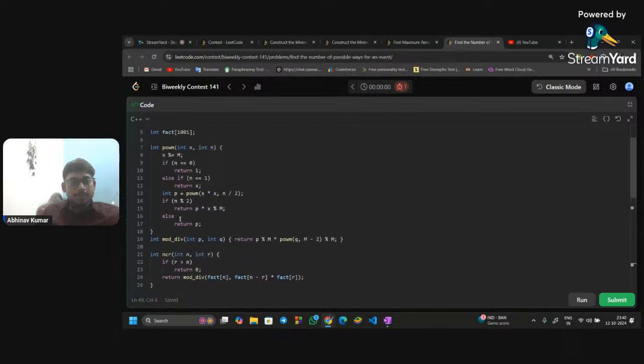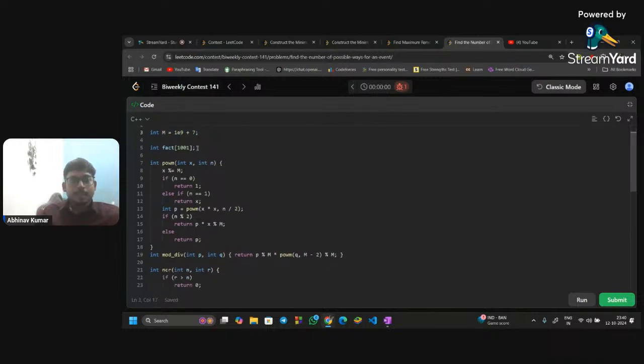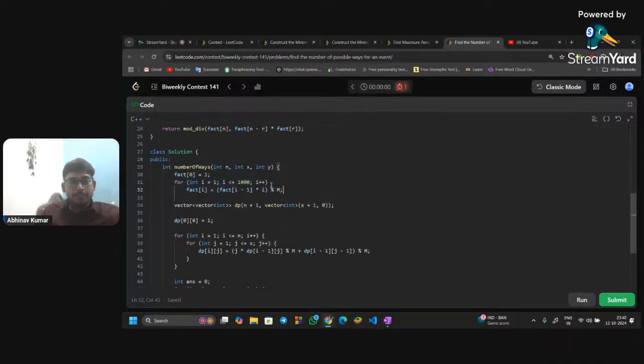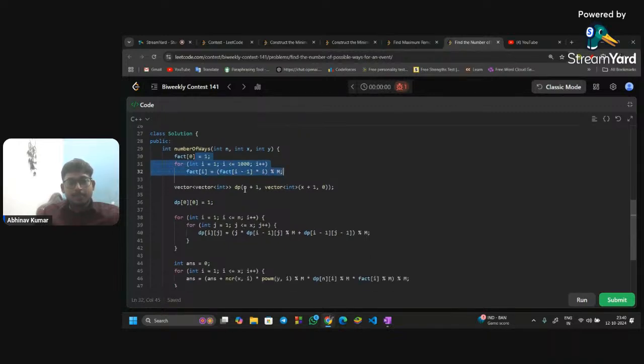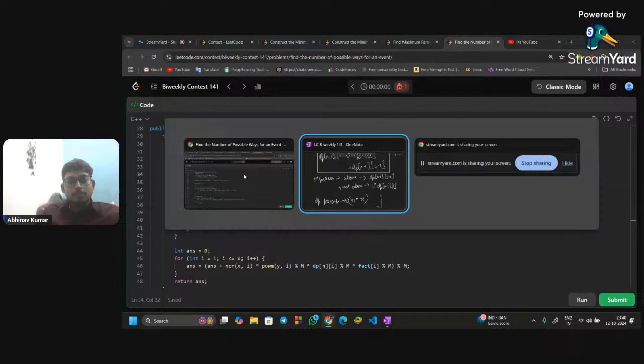Now that thing is done. Then I've taken m as 1e9 plus 7, because I had to print my final answer modulo 1e9 plus 7. So I'm going to pre-compute my factorial. This is a global variable, and inside that I pre-compute my factorial from 1 to 1000. Factorial 0 is 1. After that, factorial i is factorial i minus 1 into i mod m. So I pre-computed the factorials up to 1000 mod m. This pre-computation is done. Then I've taken a dp variable, a 2D vector, to compute this thing.